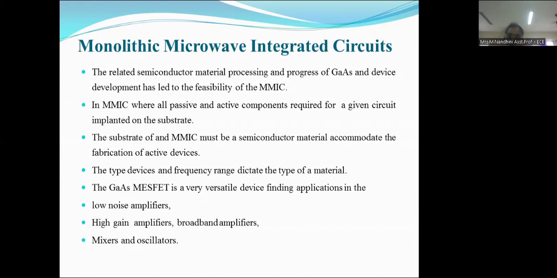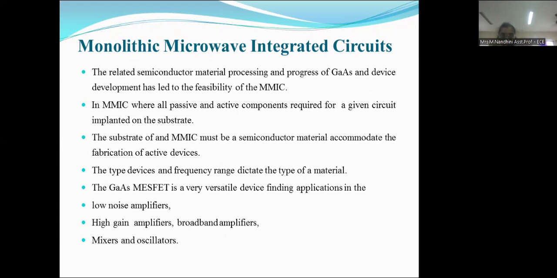The substrate in an MMIC must be a semiconductor material for the fabrication of active devices. The type of device and the frequency range dictate the type of material.